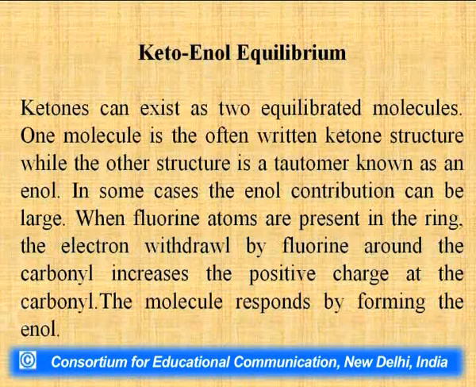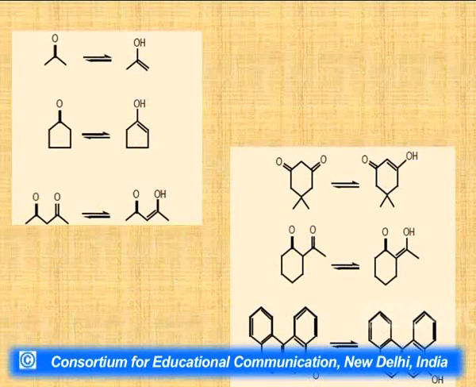Keto-enol equilibrium. So this is the summary. Ketones can exist as two equilibrated molecules. One molecule is the often written ketone structure, while the other structure is a tautomer known as an enol. In some cases, the enol contribution can be large. When fluorine atoms are present in the ring, the electron withdrawal by fluorine around the carbonyl increases the positive charge at the carbonyl. The molecule responds by forming the enol. So basically, keto-enol tautomerism depends on the equilibrium. Here are some keto-enol tautomerism structures.